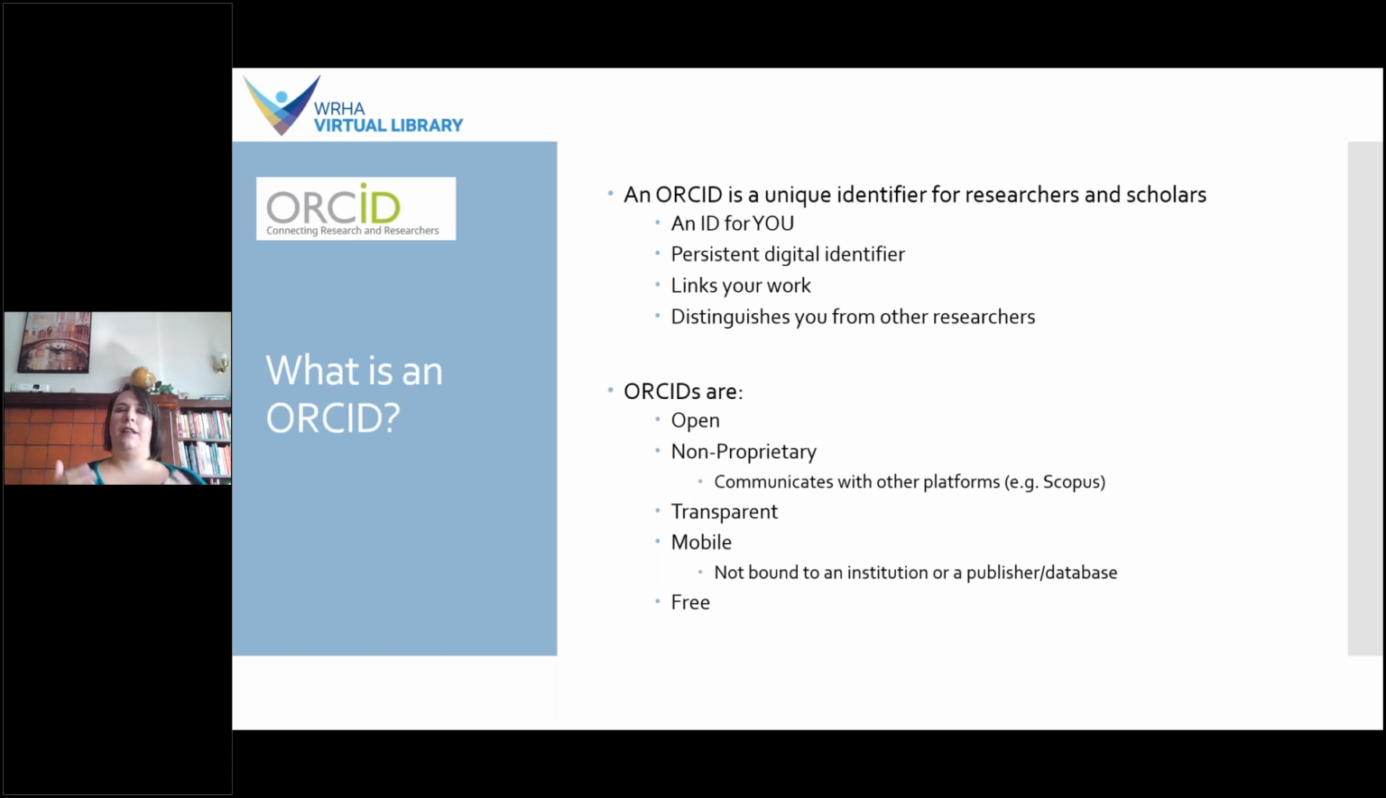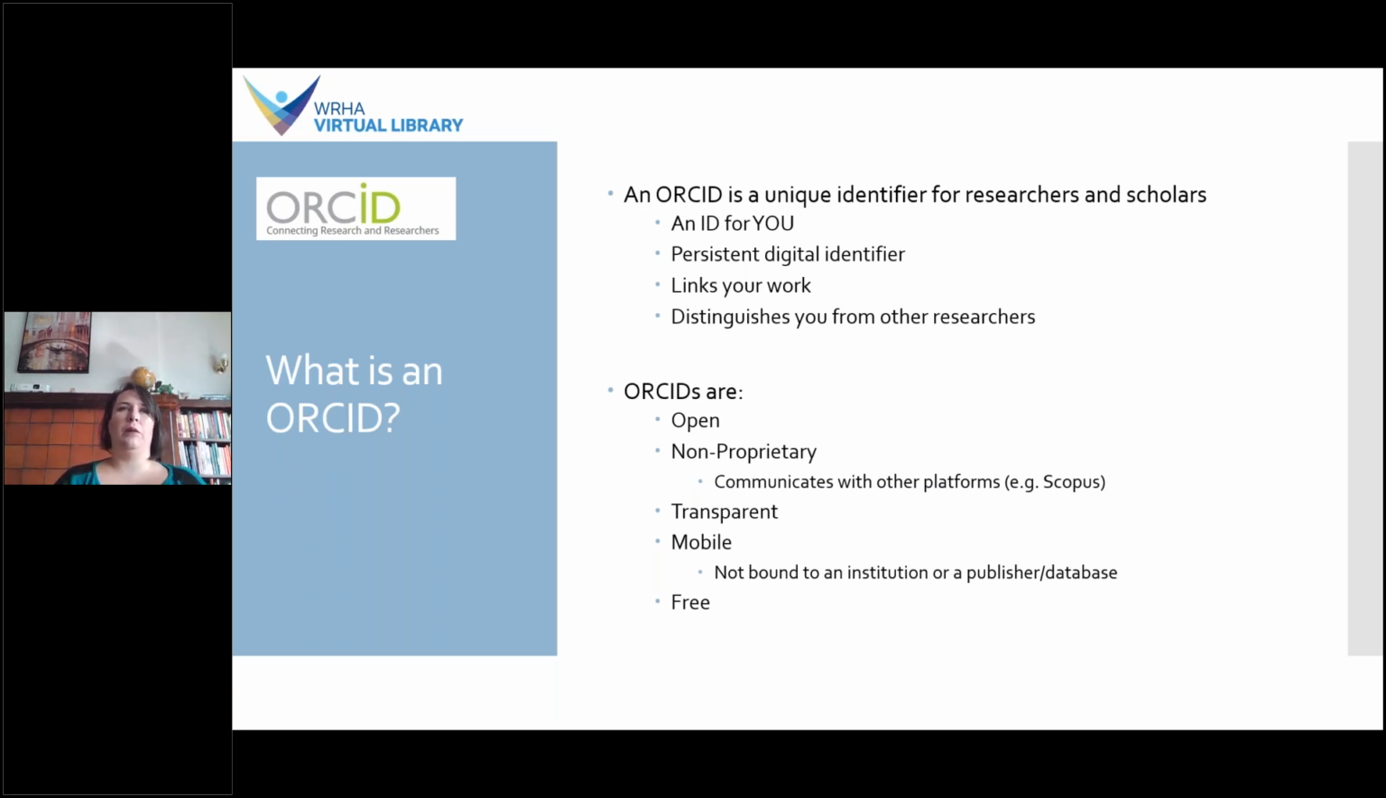ORCIDs are open, so they're open access and non-proprietary, which means that they can communicate with other platforms like Scopus, and some others that we'll be going through. Some of the other platforms that on the surface look similar, academia.edu or ResearchGate, are in fact proprietary software, and they're run by corporations. ORCIDs are designed to be open. They're designed to be accessible across many different platforms. They're not trying to convince you to join up so that they can earn money in some way.